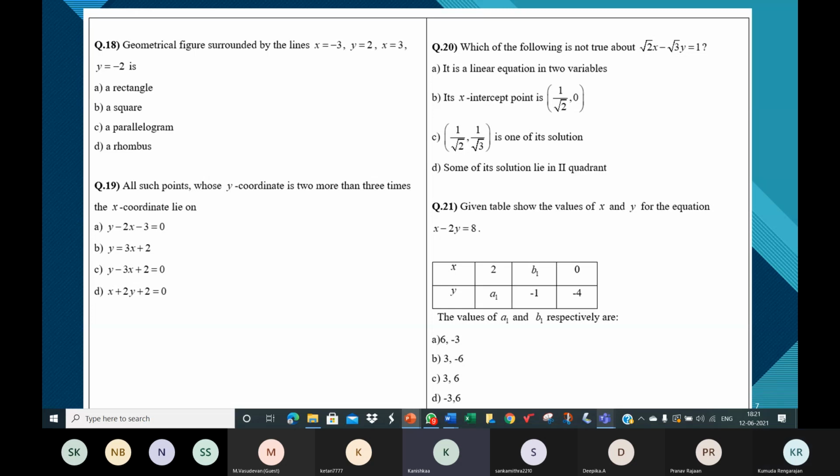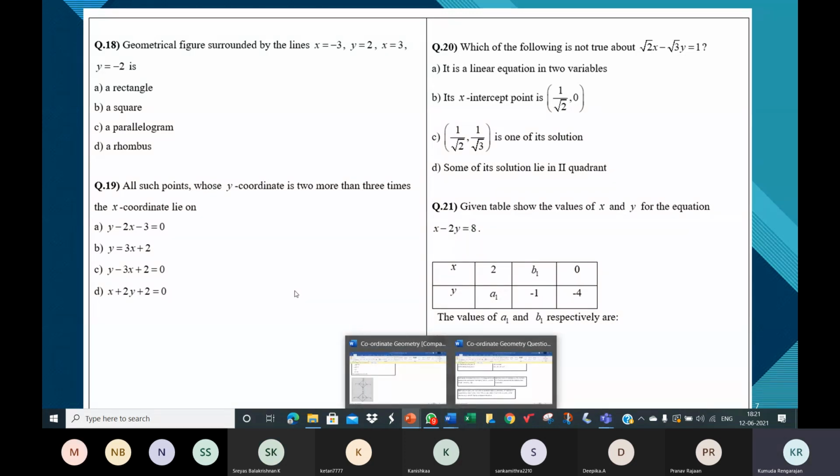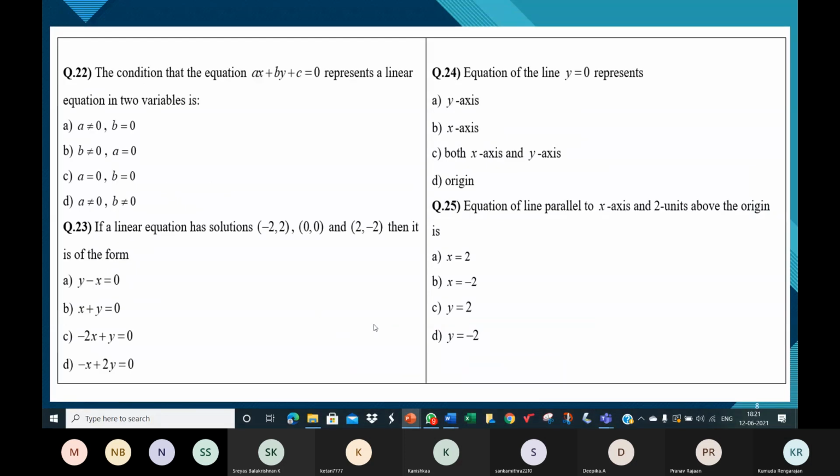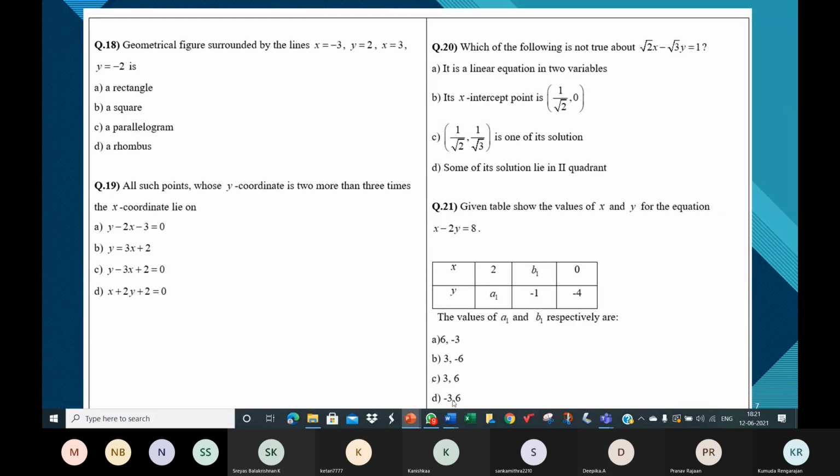Option D for 21, ma'am. Okay, so this is simple. You just have to substitute. Okay, so D, minus 3. Ma'am, I'm still confused. Option D? Ma'am, option C, ma'am. 3, 6. Yeah, but I think somebody said D now. That's what even I was confused.